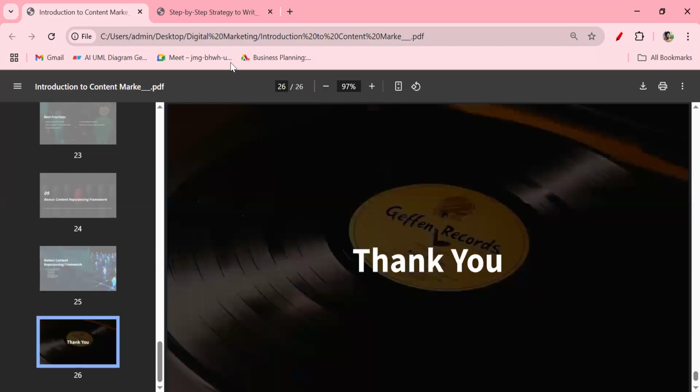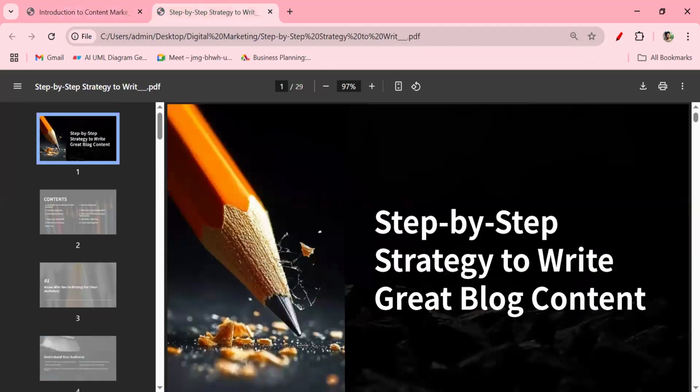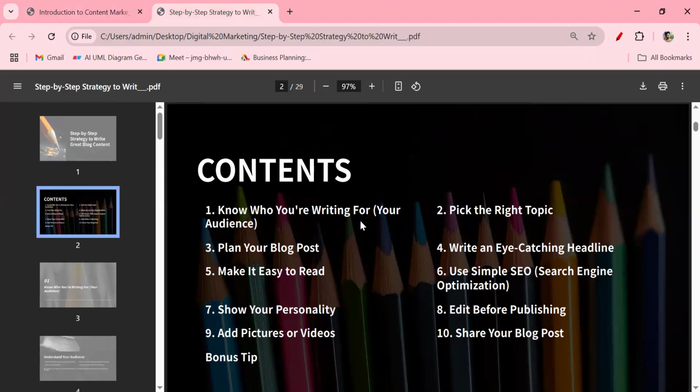This is all over, and the other part is the step-by-step strategy to write great blog content. So, know who you are writing for, your audience, pick the right topic, plan your blog post, and write an eye-catching headline. First, you have to maintain an eye-catching headline, then make it easy to read, not in paragraphs but in bullet points. Use simple SEO, search engine optimization, and show your personality. Personality in the sense of how much creativity you are putting into that content. And edit it before publishing.